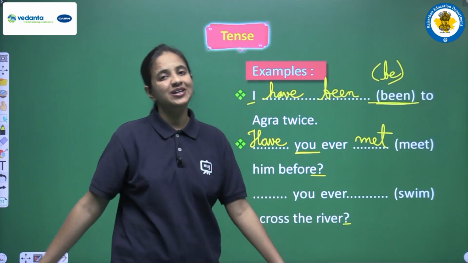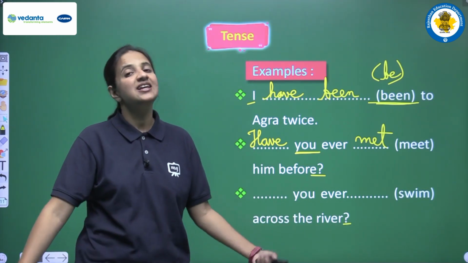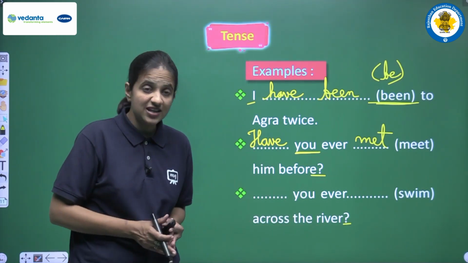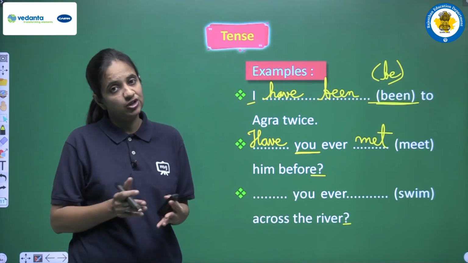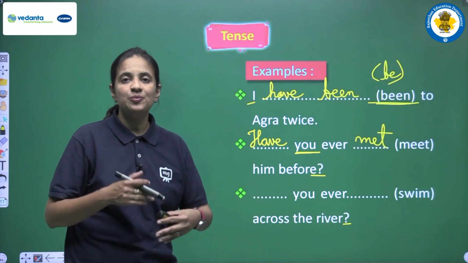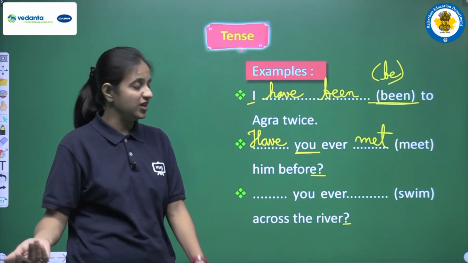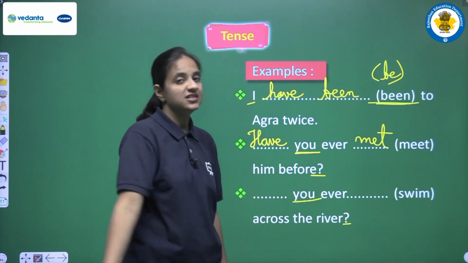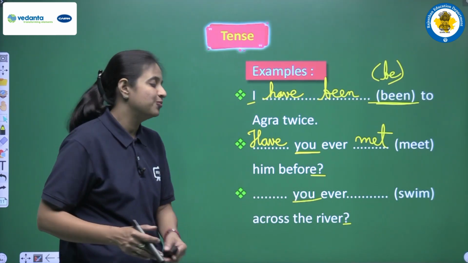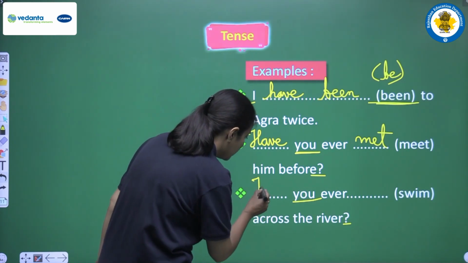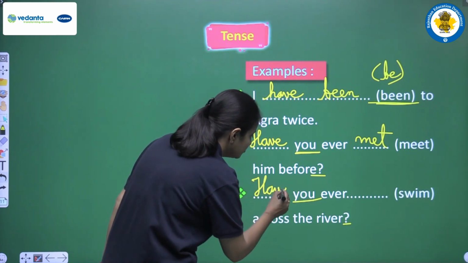Next is, you ever swim across the river. Again we are having one question mark at the end of the sentence. It means again this is an interrogative sentence, and in this sentence also we are having no WH word, no question word is there. So again we have to make the helping verb come first. Now let's focus on the subject. Again we are having you, and you is a plural subject. So for plural subjects we will use have. So we will start our sentence with have.